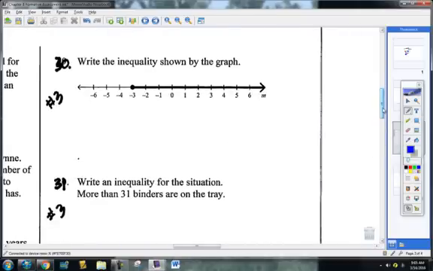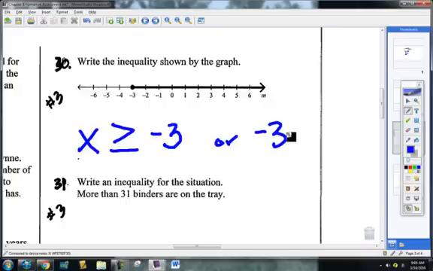Right here. Write the inequality shown by the graph. Okay, I don't care what variable you used. X, Y, M, R, doesn't matter. Okay, I know that it's a closed dot, so it's going to be or equal to, and that's obviously -3. And that's shading solutions greater than or equal to -3. You could have also written it like this. It's fine. I always put the variable on the left. Most do. Some of you like to put it on the right, which is fine.